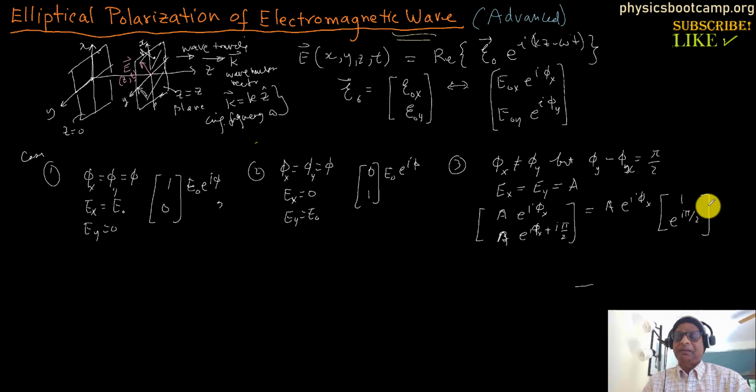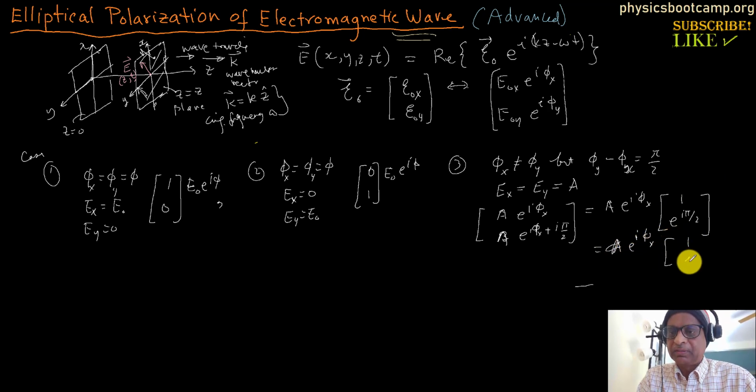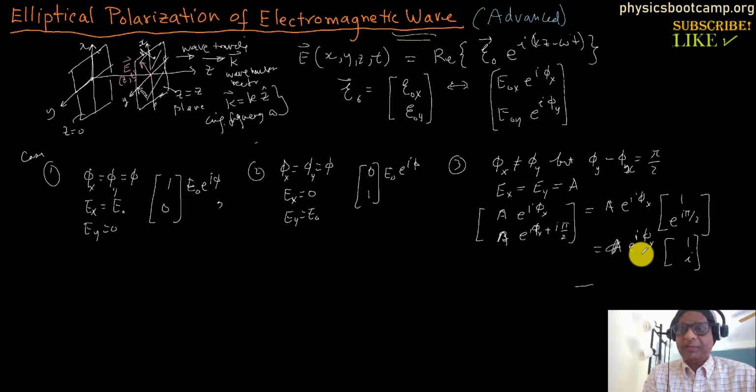And this is a left circularly polarized wave. This corresponds to, in a previous lecture, we know that this will correspond to 1, i. So this is a counterclockwise, clockwise rotating field.